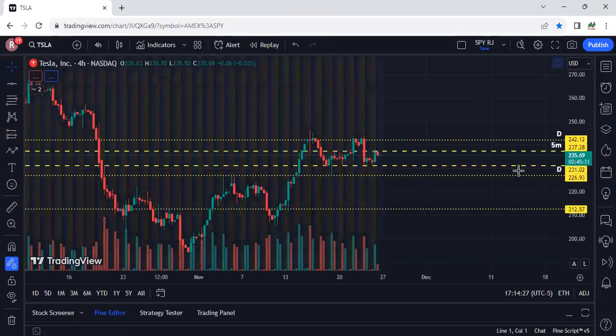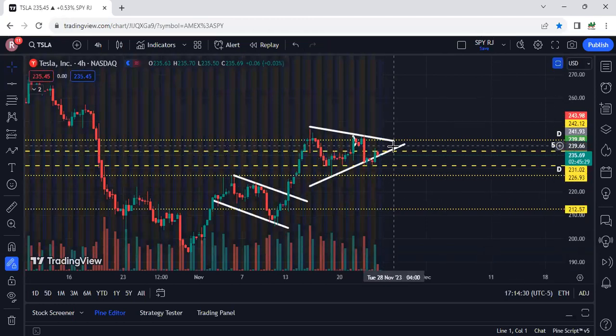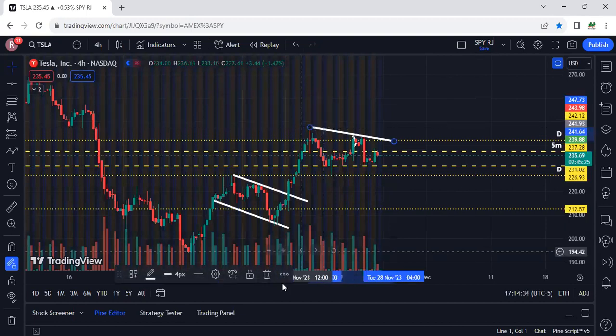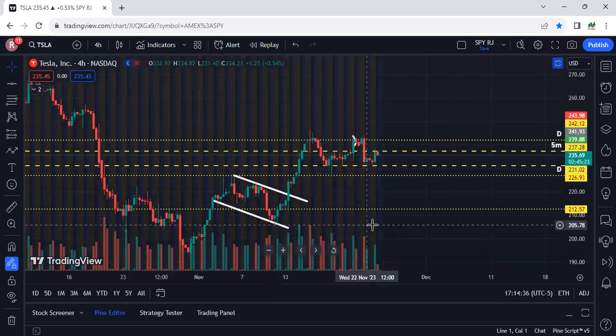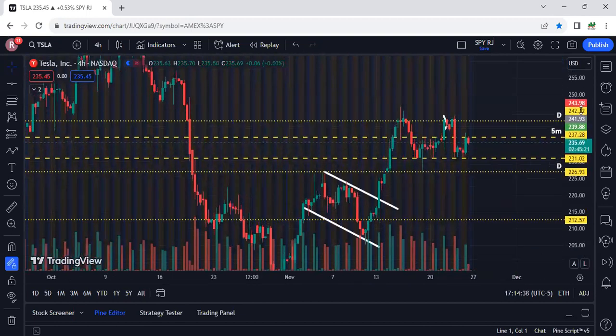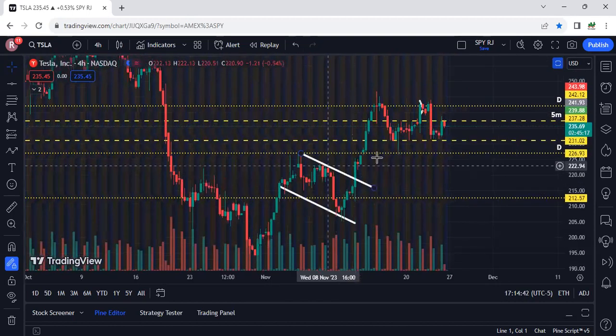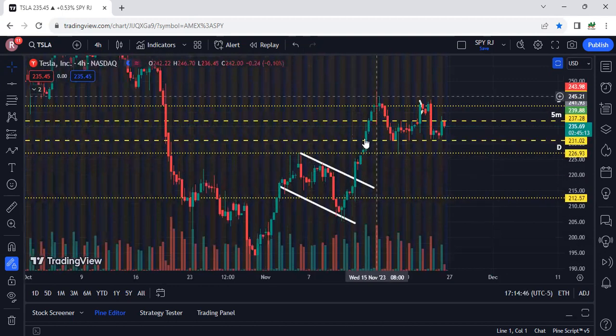But let me show y'all this. This is a perfect example right here, right? So we're gonna use just a few things. We're gonna use levels. We're gonna use candlesticks. We're gonna use volume. Let's take a look. Look at this Tesla right here. So we caught this Tesla play right here. A lot of y'all caught this with me.